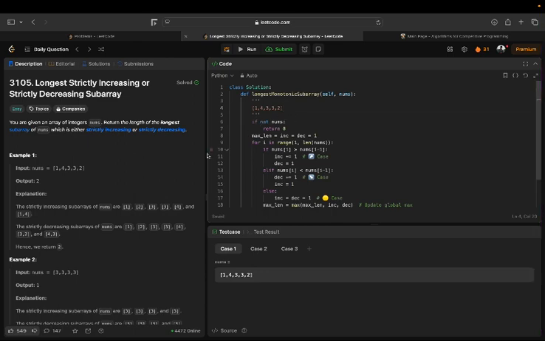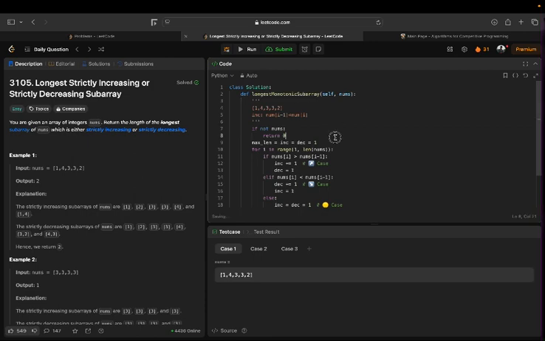The problem is we have to find the longest subarray, and the subarray should be strictly increasing or strictly decreasing, right? Strictly increasing means the (i-1)th element should always be smaller than the ith element. It should not be equal. So for increasing, num[i-1] should always be smaller than num[i]. So it should be an upward trend.